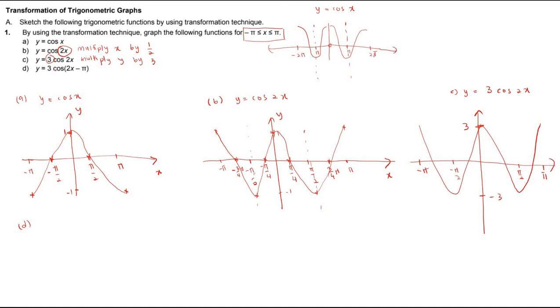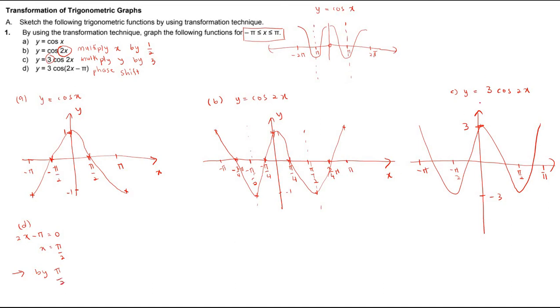Y equal 3 cos 2x minus pi. Okay, kalau macam ni maksudnya ada phase shift. Phase shift bergerak ke kanan ataupun ke kiri. Macam mana nak dapatkan phase shift? Ambil value dalam bracket. So, 2x minus pi equal 0. X equal pi over 2. Okay, positif. Bila positif maksudnya graf kita akan bergerak ke kanan. By pi over 2 unit.